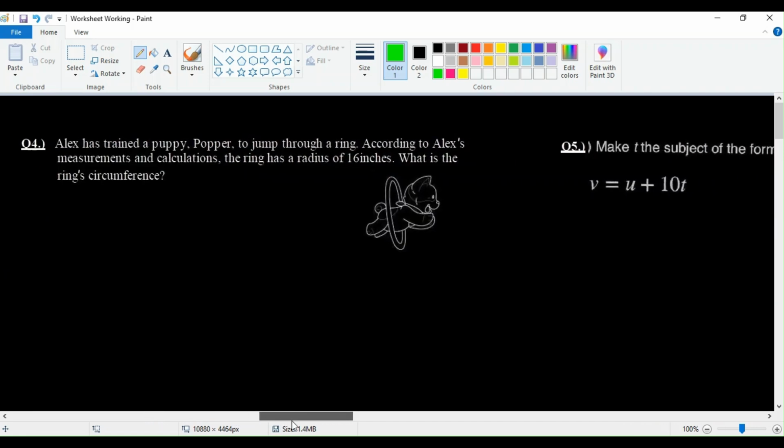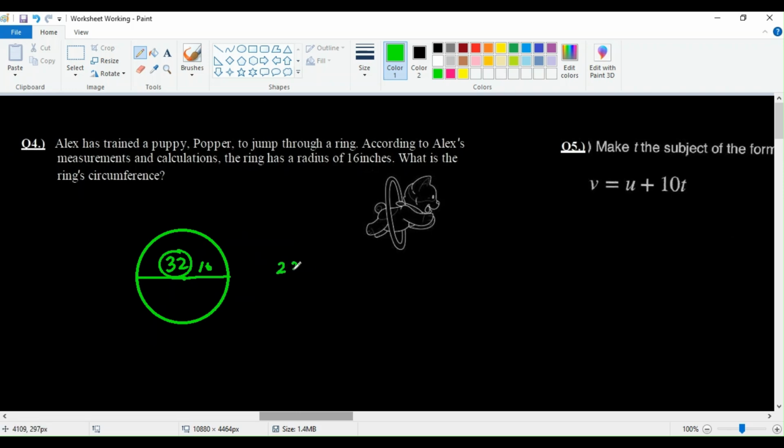Next comes question number 4. In here it says Alex has trained a parrot to jump through a ring. According to Alex's measurement and calculations, the ring has a radius of 16 inches. That means the radius of this circle is 16 inches. The distance from here to here is 16. That means the total diameter is going to be 32. And what is the ring's circumference? Circumference means perimeter or the distance around the object.